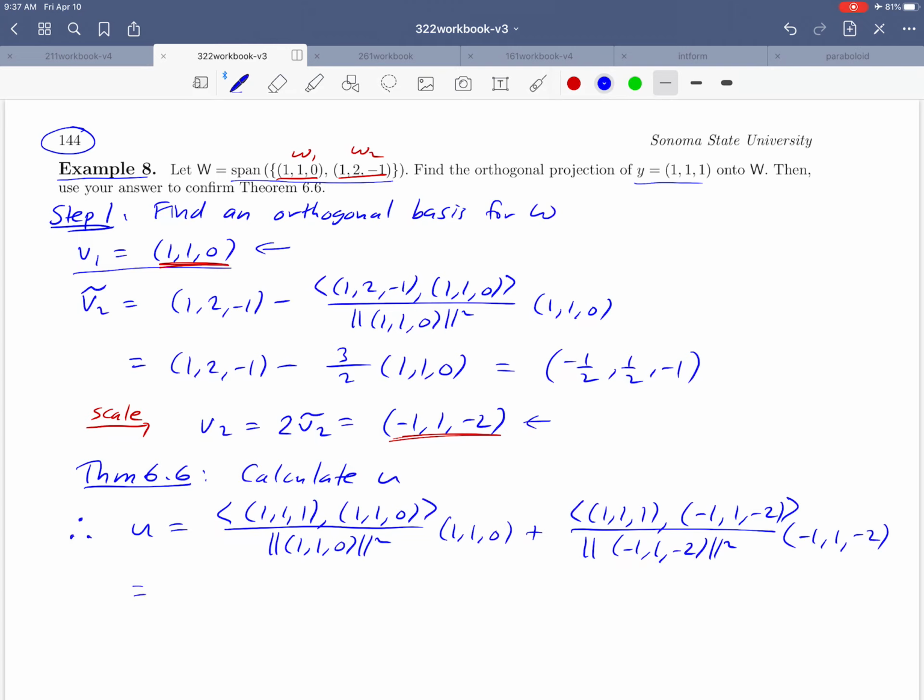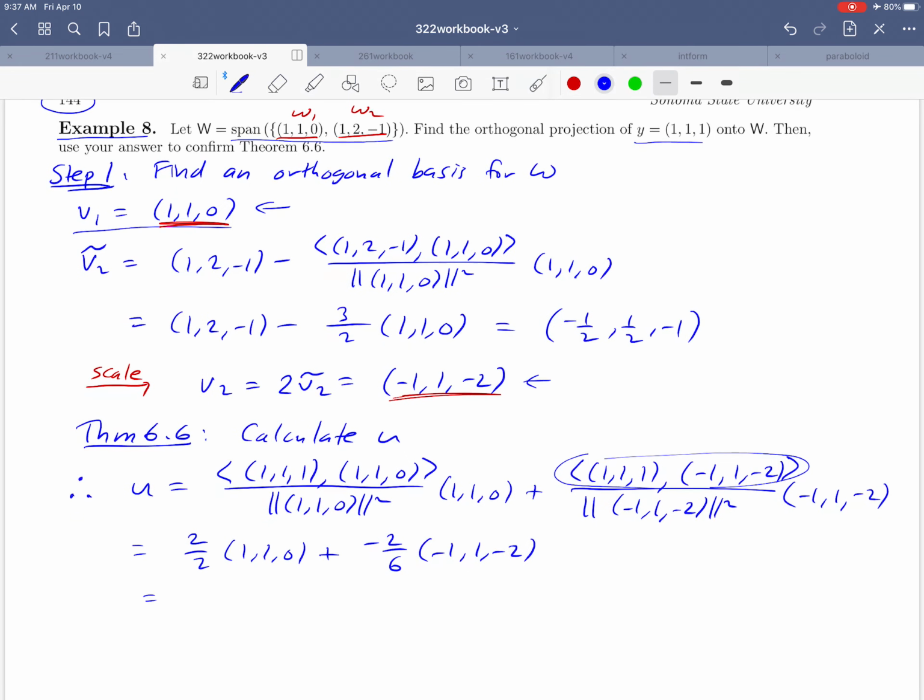Okay, we just need to do that calculation. It involves taking some dot products and adding some things together. So I'll let you double check all of that. We're going to get a 2 over 2 times 1, 1, 0. Okay, and then over here, let's see, the dot product up in the top here is going to turn out to be a -2 over 6. Okay, and if you do the arithmetic here and add this up, here's what you wind up with: 4/3, 2/3, and 2/3 again. That number that we found is the orthogonal projection.